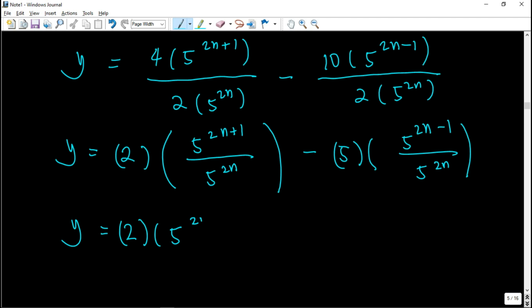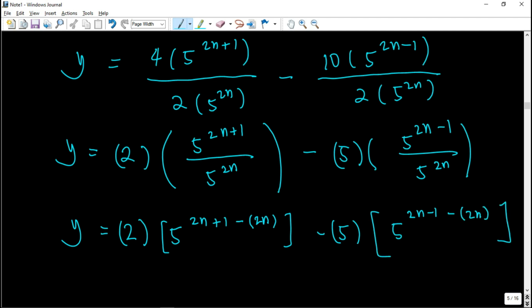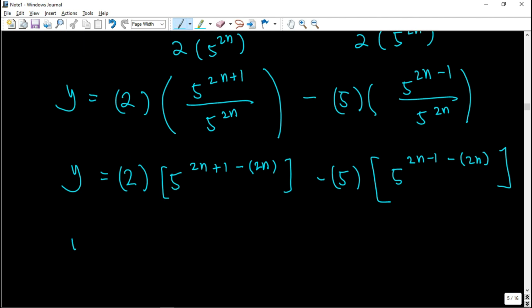We have here 2n plus 1, minus yung denominator, so 2n. Ayan, so minus 5 times, same dito, copy the base, and subtract the exponent. So, raised to 2n minus 1 minus 2n. It's a matter of simplification na lang. So, we have here y equals 2 times 5 raised to 2n plus 1 minus 2n. So, 2n minus 2n, this becomes 0. And we have here 5 raised to 1 na lang. Okay, 5. Huwag nang ilalagay yung exponent kapag 1 siya.